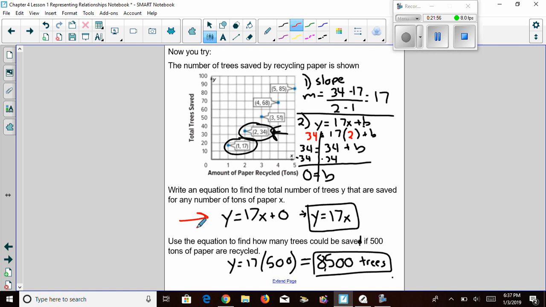And then to use the equation, I went and substituted the x for the 500 to figure out that if you recycle 500 tons of paper, you will have saved 8,500 trees.